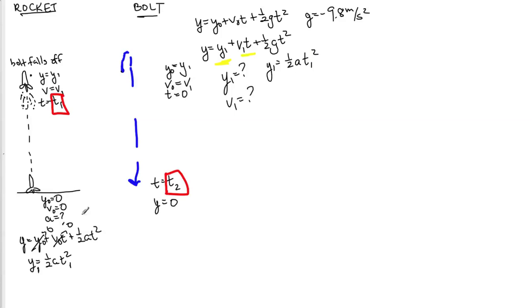The other thing we need is v1. Well, the equation for the velocity is of the form v equals v naught plus at. But v naught equals 0. So v equals at for the rocket. And we're talking about time 1 and velocity 1. So v1 is equal to a t1.